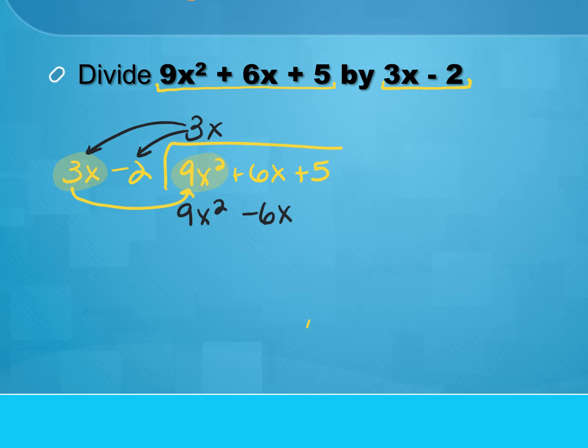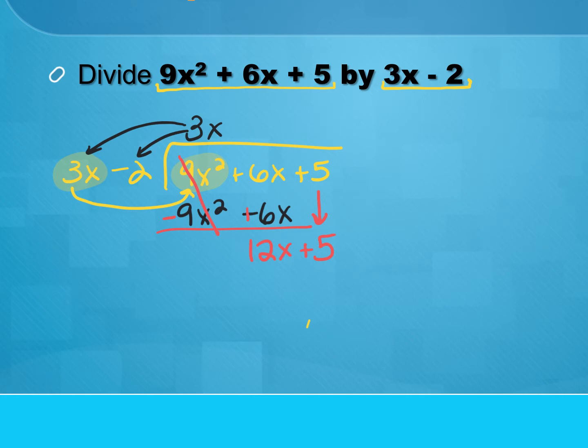With me so far? Now I change my signs on what I just multiplied, so it becomes a negative 9x squared and a positive 6x, and I add. If I've done this step before this correctly, the first two terms should cancel out, which they do, and then I get 6x plus 6x, which is 12x. Bring down the next term, which is a positive 5.